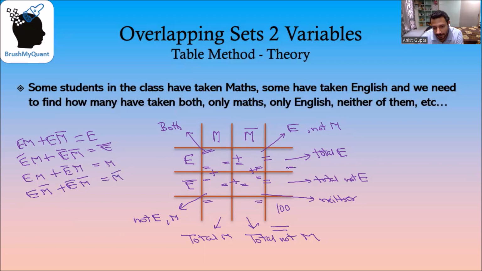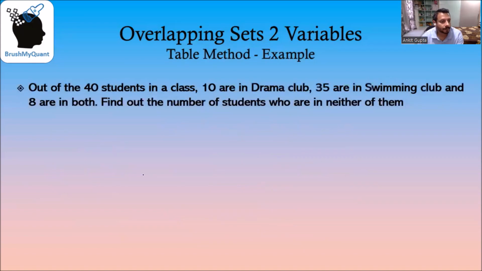And this particular cell plus this cell will always give you the total students. Similarly, this cell plus this cell will always give you total students. That means students who have taken English plus students who have not taken English will be equal to students who have taken maths plus students who have not taken maths, and will always be equal to total number of students. So this is how you can easily solve problems involving two variables using a table method. Now let's see an example of the same.